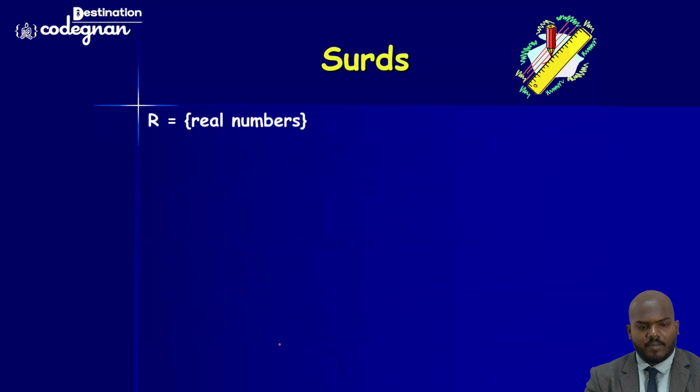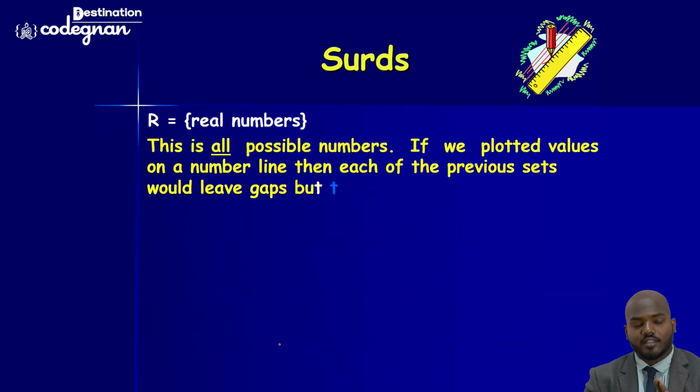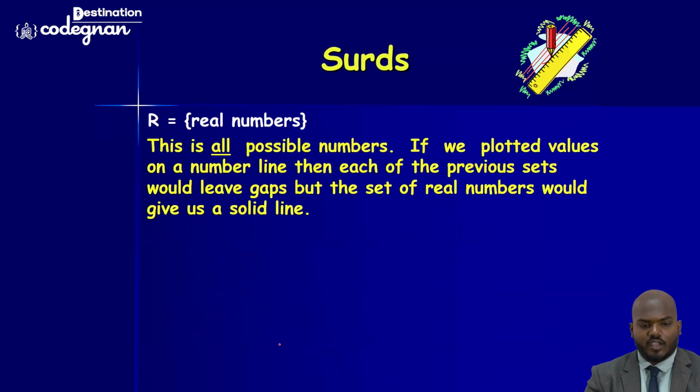So comparatively, you must know the hero here, the person called real number. All the numbers come under the real number only. You can see the definitions here. This is all the possible numbers. If we plot the values on the number line, then each of the previous sets would leave gaps, but the set of real numbers will give you the solid line. Above all the number types, real number is the greatest one.